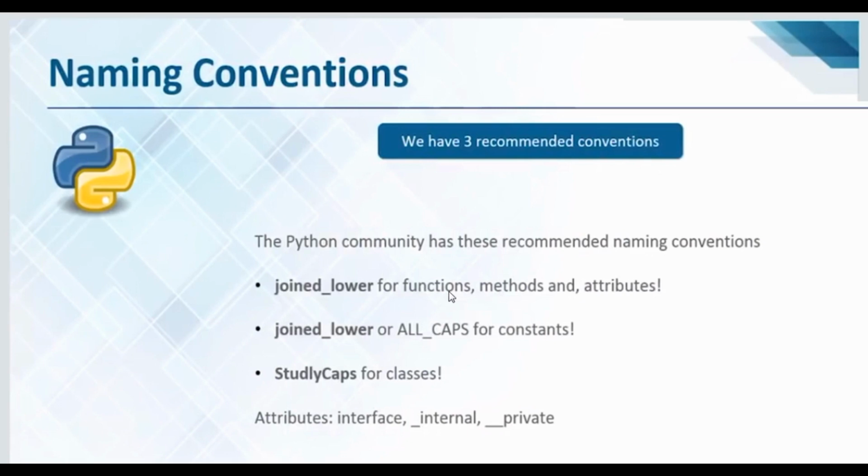They may be function, method and attribute names. Then join lower or caps for constants. A constant means a value which is never going to be changed, for example the value of pi. So the variable name PI should be all in capitals, equals 3.14. And certainly caps for classes. Also attribute, interface, internal, private.